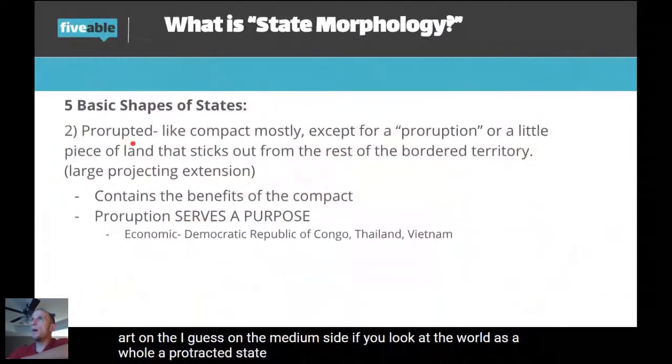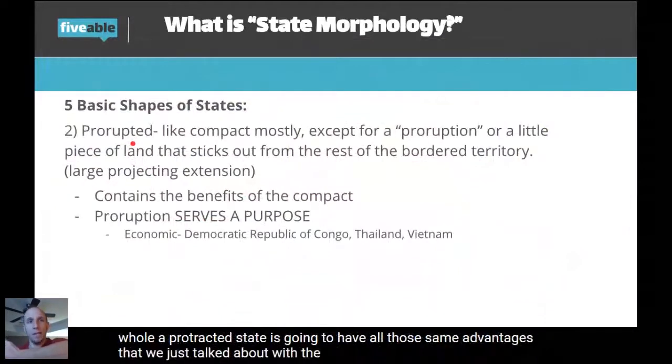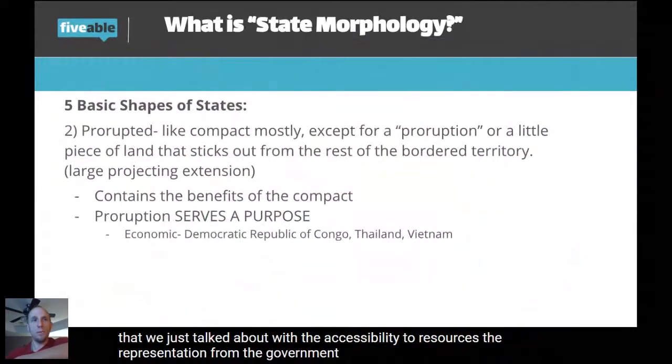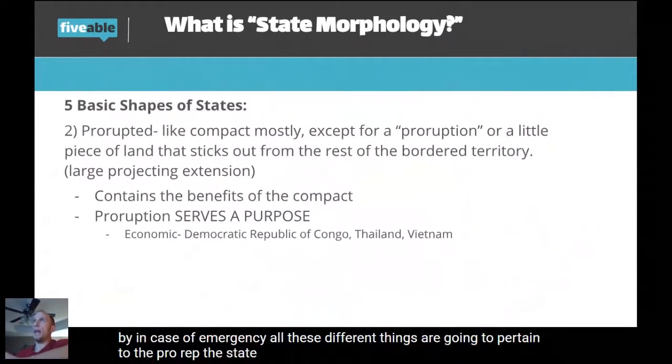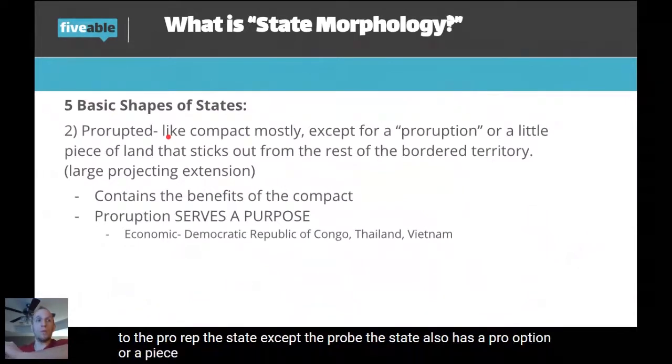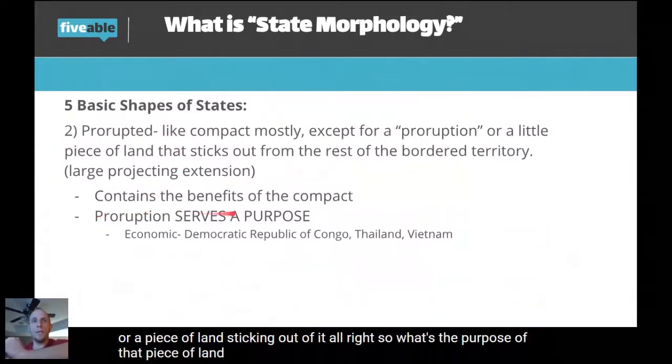A prorupted state is going to have all those same advantages that we just talked about, with the accessibility to resources, the representation from the government, the fact that people are close by in case of emergency. All these different things are going to pertain to the prorupted state, except the prorupted state also has a proruption, or a piece of land sticking out of it. All right, so what's the purpose of that piece of land? It definitely serves a purpose.